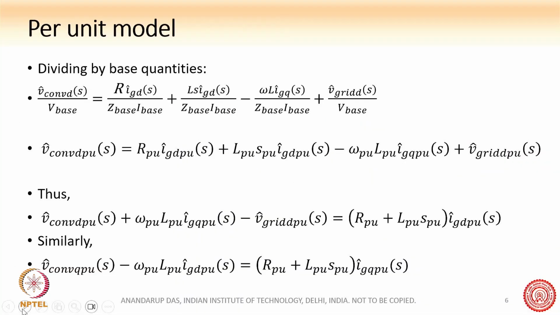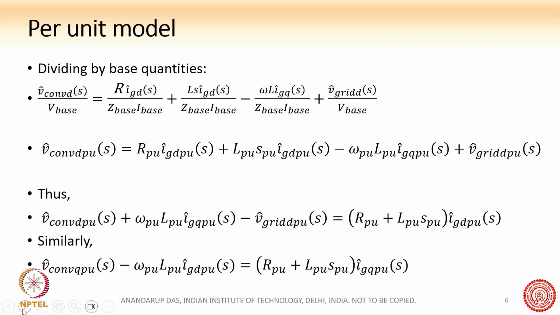Let us get to the per unit model. It's actually very simple to derive the per unit model. One of the questions that comes up is why we are developing the per unit model. There are several reasons for this. One of the most important reasons is that when you develop a model based on per unit, you can scale it up or scale it down for different rated systems.